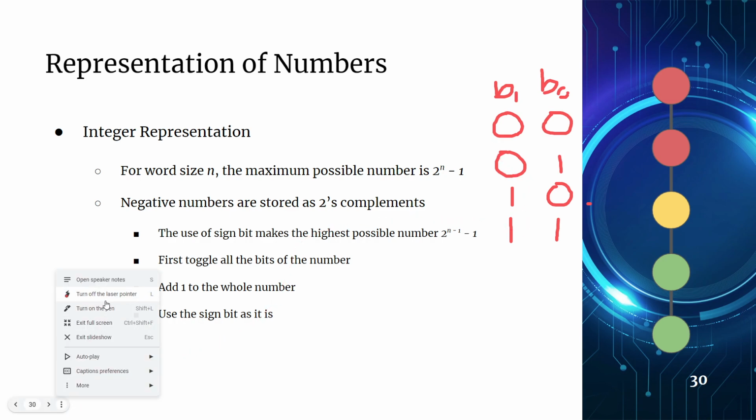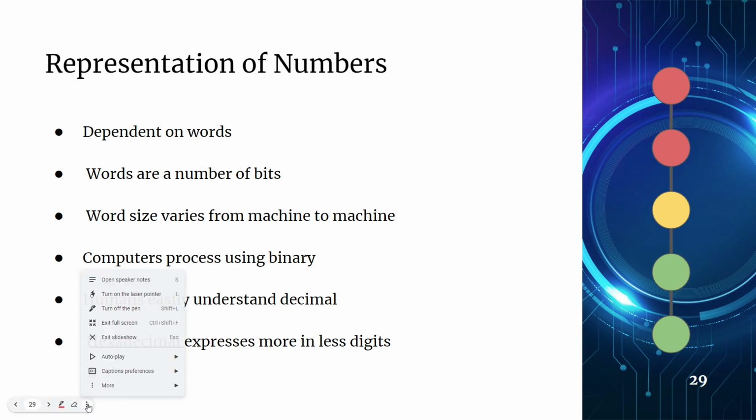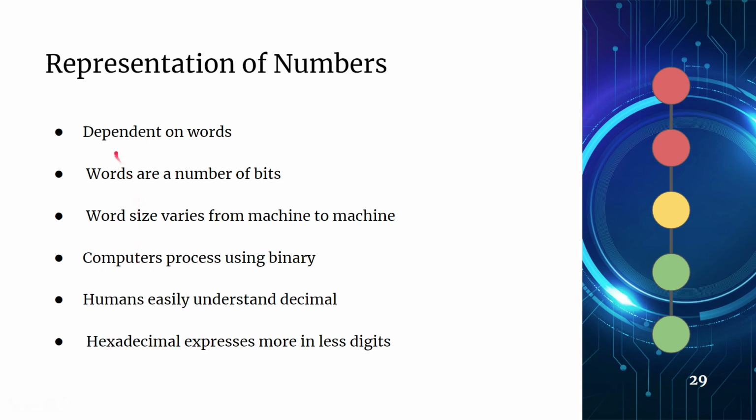Once again, the representation of numbers is dependent on words, and words are the number of bits. The more bits we have, the larger numbers we can express with it. But word size varies from machine to machine. Each different machine has a fixed length for a word, that is how many bits it is going to provide to help my calculations.